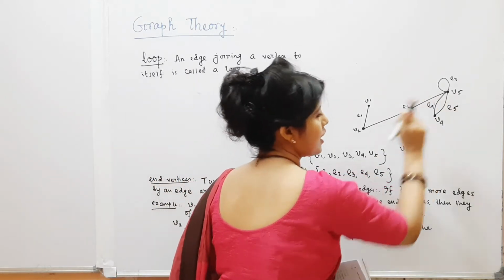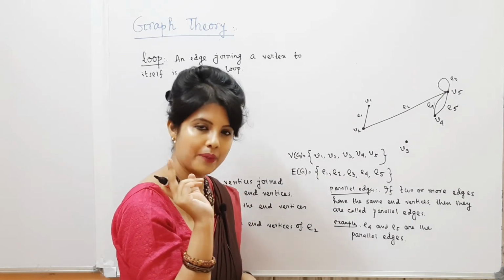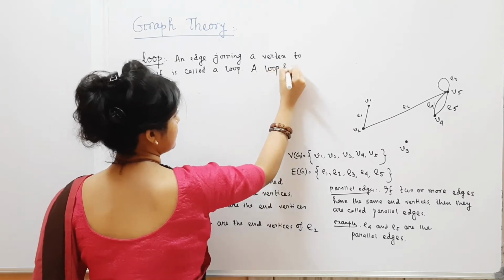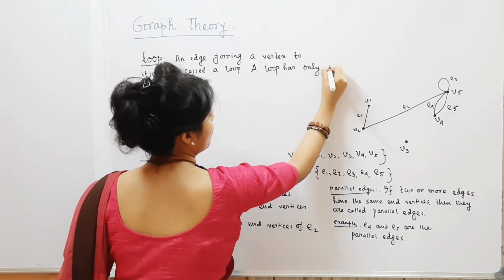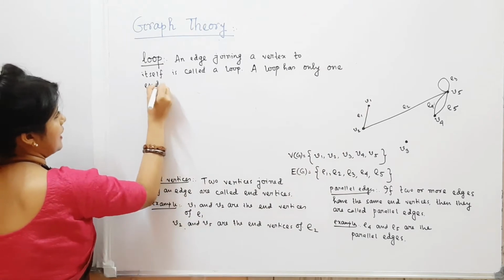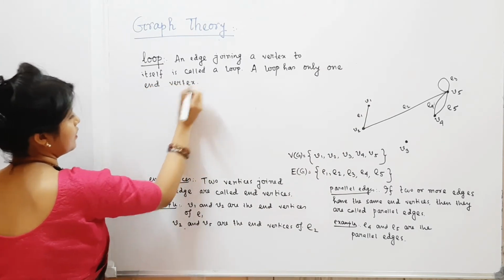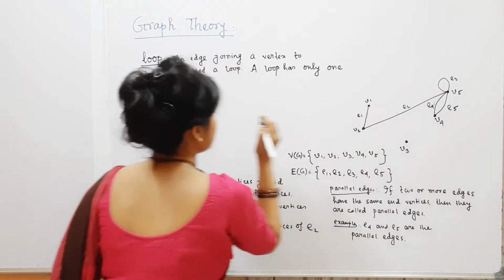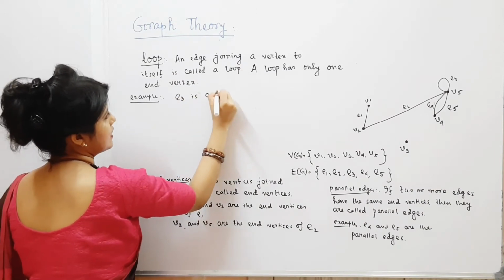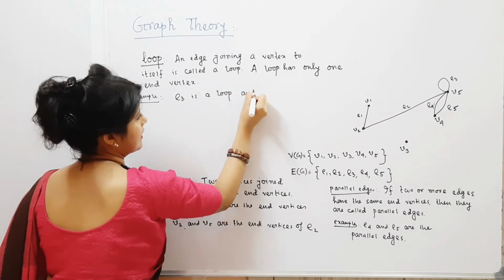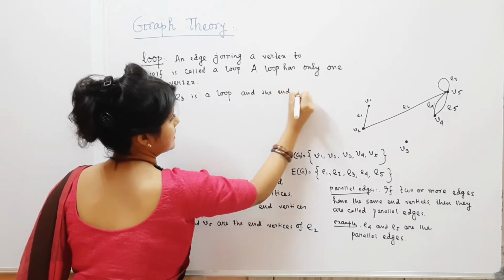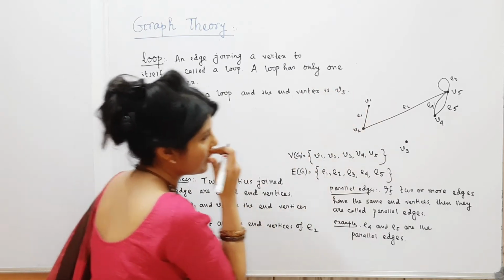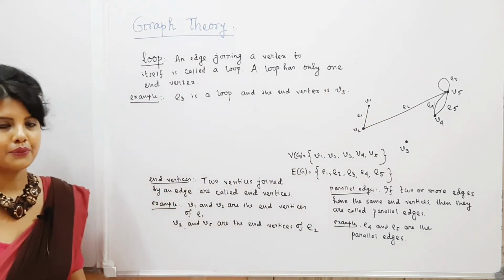So a loop has only one end vertex, okay, and that is V5. So a loop has only one end vertex. Okay, the example is, that is, E3 is a loop, and the end vertex is V5. Okay, so the end vertex is V5.